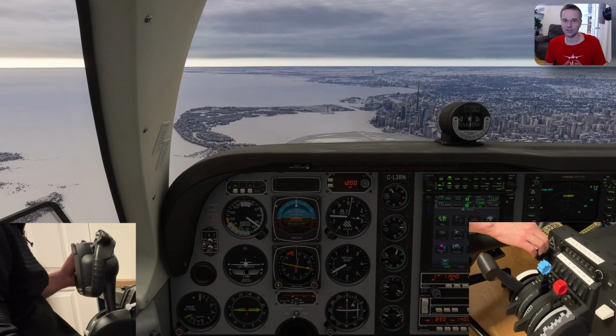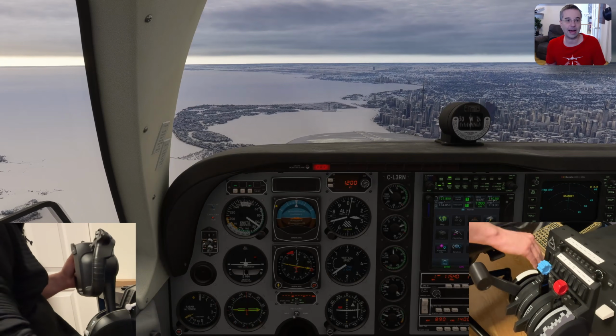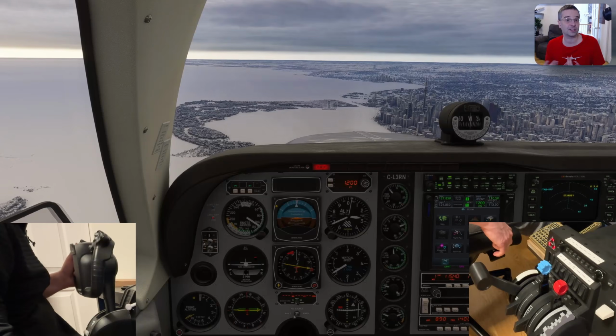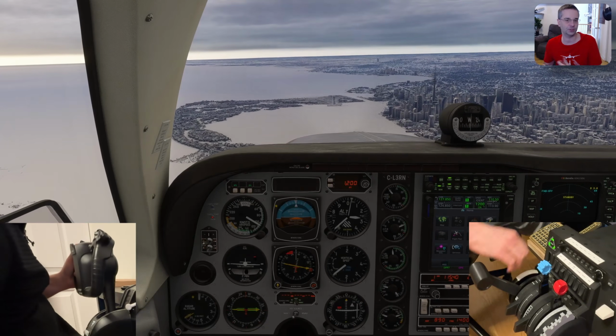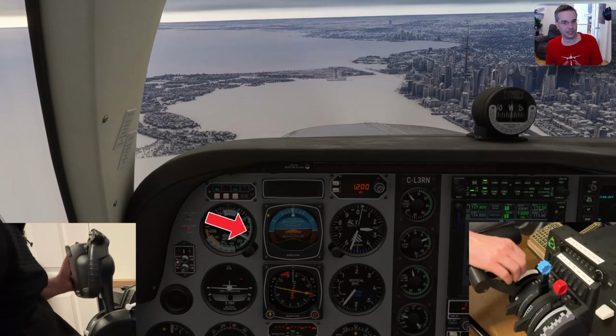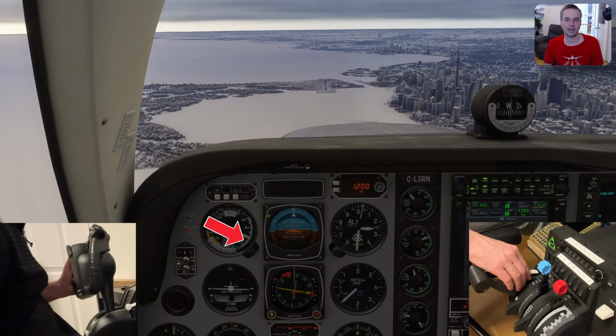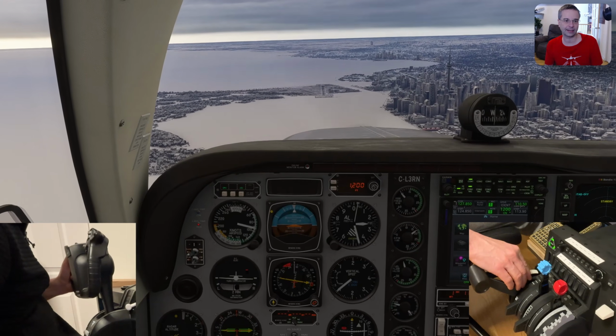Oftentimes this is going to be the result of not being configured for the approach yet. And for example, I didn't have the gear out yet, which is one of the first things you should do if you're fast because they add a lot of drag to help slow you down. The other part of it is your flaps. So long as you're in the white arc of the airspeed indicator, you can go to full flaps, which again adds more drag.